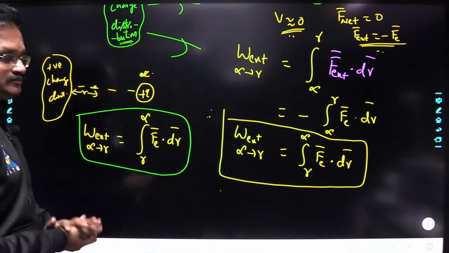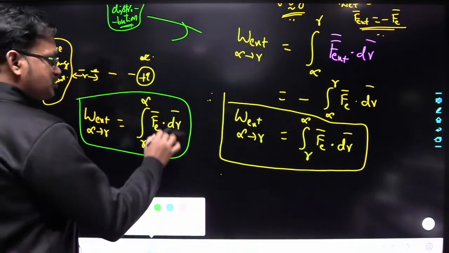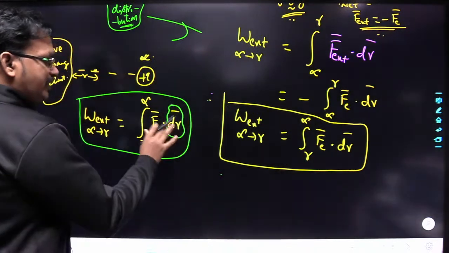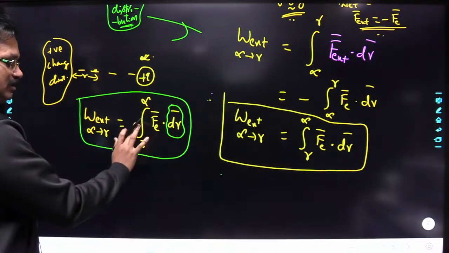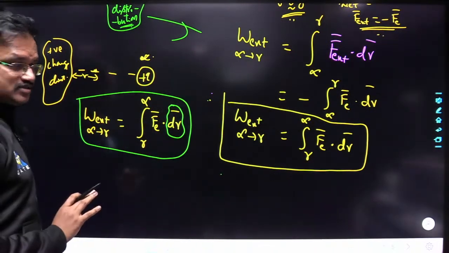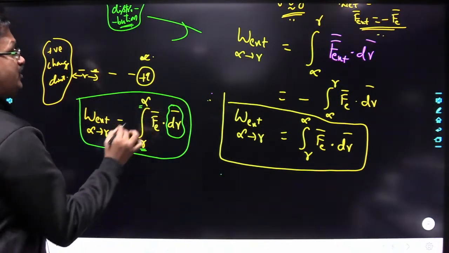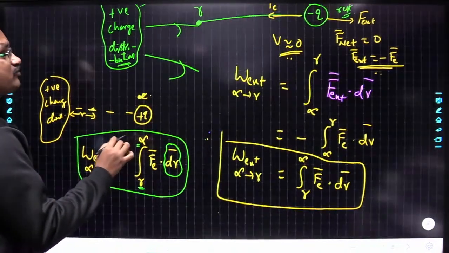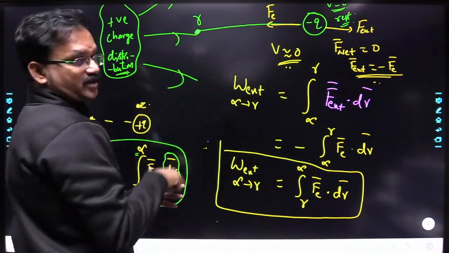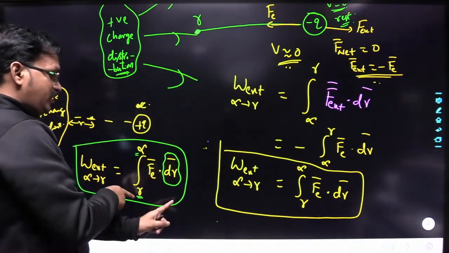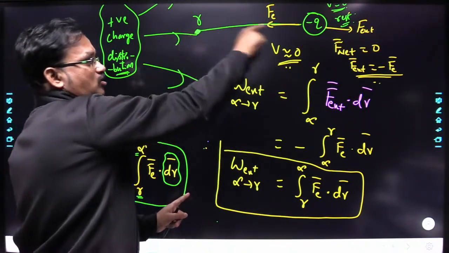See, I have already told here that always the direction of dr bar will be taken care of by this integration, that is the limits of integration. Yes or no? So here dr bar is pointing from where to where, from r to infinity. So that means dr bar is pointing in this direction. Yes or no? It is pointing from r to infinity, so it is pointing in this direction.